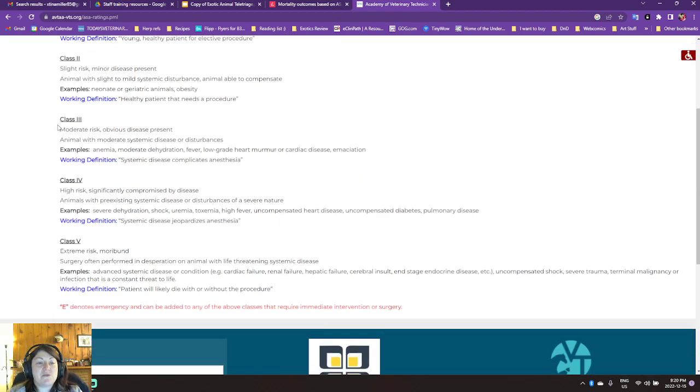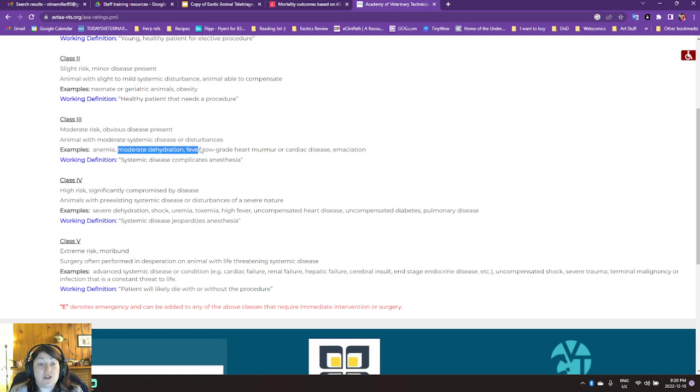Class 3 are patients with a moderate risk, so they have obvious disease present. Examples here are patients that are anemic, because anemia does change the viscosity of blood and it changes how well we can oxygenate. So if there is an adverse event under anesthesia, the body's probably not able to compensate as well.